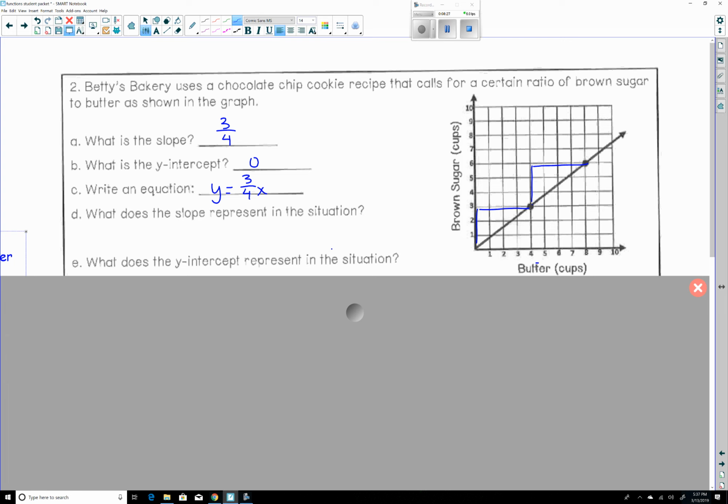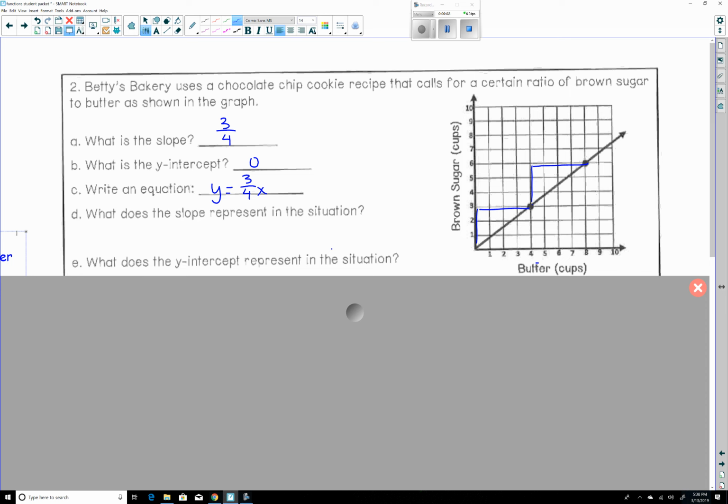Okay, so hopefully you figured out the slope, you figured out the y-intercept, and you wrote the equation. If you said y equals 3/4 x plus 0, that's fine too. And you know what? I just realized I did this without even reading the question. So let's go back and read the question. Betty's Bakery uses a chocolate chip recipe that calls for a certain ratio of brown sugar to butter as shown in the graph. So my brown sugar is my rise, my butter is my run. So 3 cups of brown sugar, 4 cups of butter.